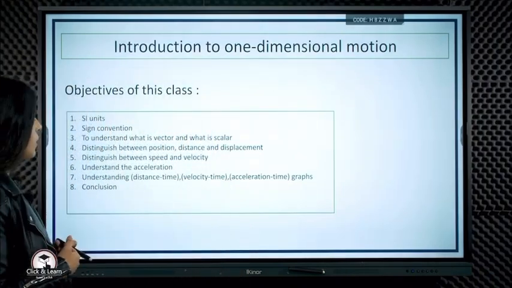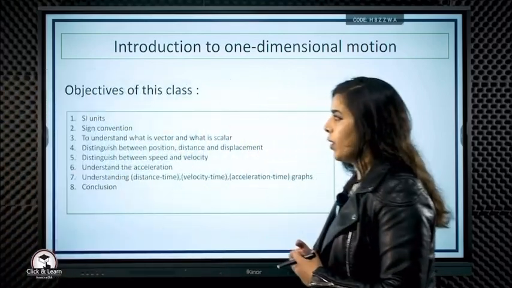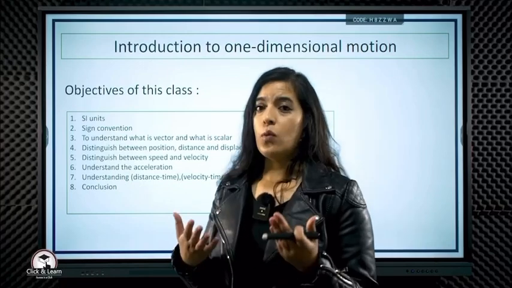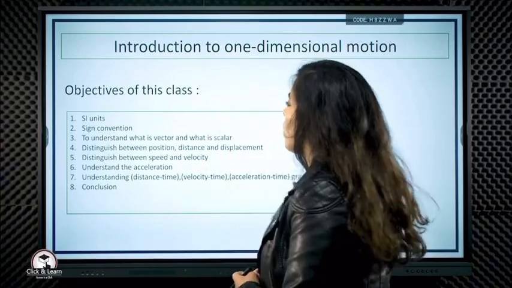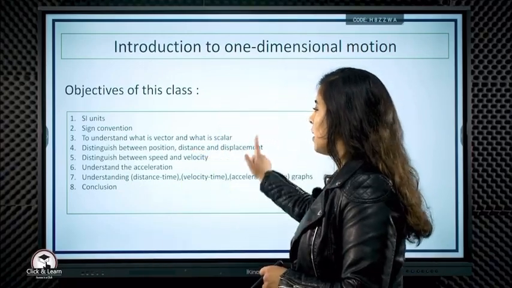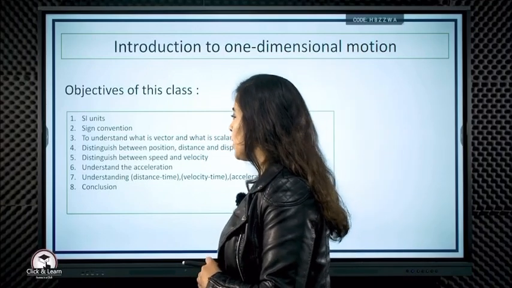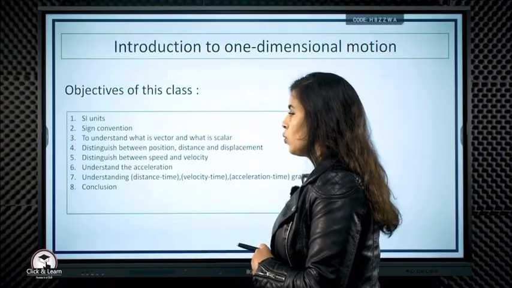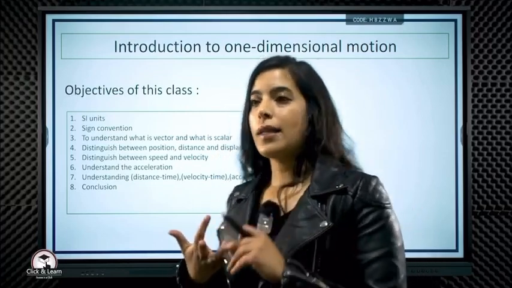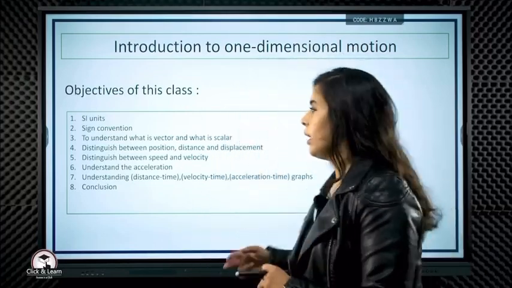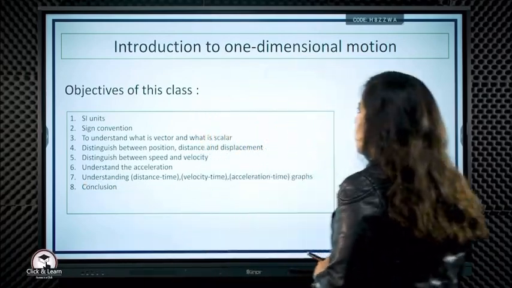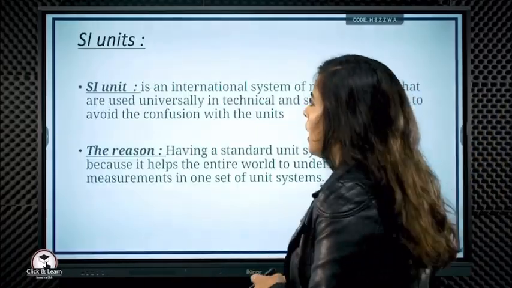We have objectives for this class. We conclude them in 8 points: SI units, sign convention, understanding the difference between vector and scalar, and distinguishing between position, distance, and displacement. Number 5, distinguish between speed and velocity. Number 6, understanding acceleration. Point 7, we're going to understand distance versus time, acceleration versus time, and velocity versus time graphs. And we're going to do a very small conclusion. Okay, let's get started.